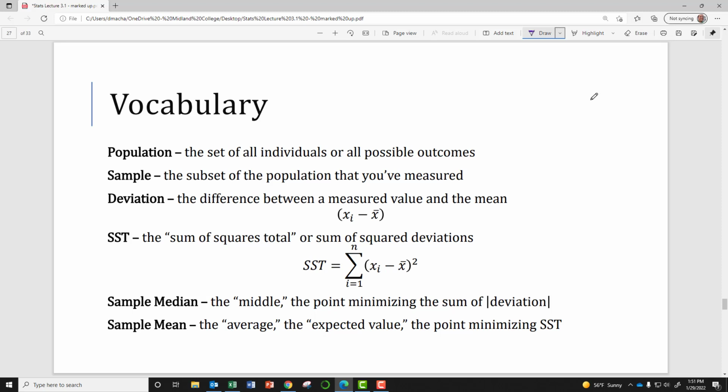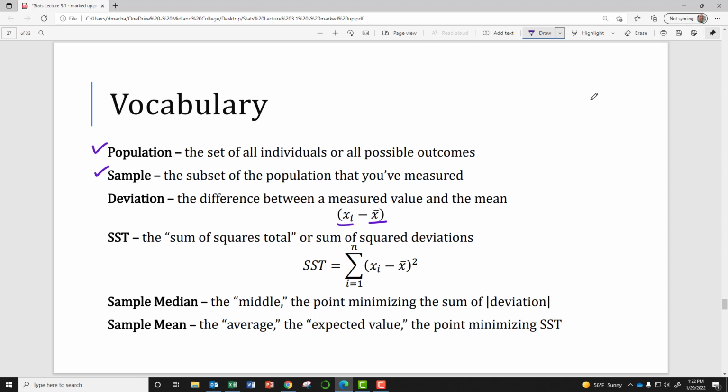Okay, vocabulary. The population is the set of all individuals or all possible outcomes. We've actually learned this before, I think. The sample is going to be a subset of the population that you've measured. Again, I think we've gone over this in chapter 1. The deviation is the difference between a measured value and the mean. So again, measured value and the mean, and obviously taking their difference.